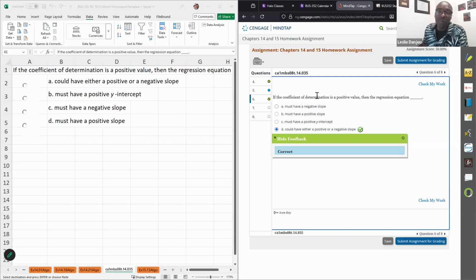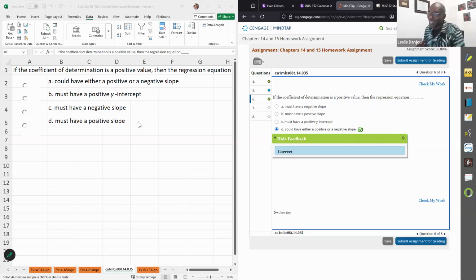The coefficient of determination is r squared, all right? And if you know anything about math, r squared or anything squared cannot be negative. Like the actual answers cannot be negative. But right here, they're not talking about the coefficient of determination, even though they put it into the question. What they're saying is the regression equation. Forget the coefficient of determination. Just think of the regression equation could have a positive or a negative slope.